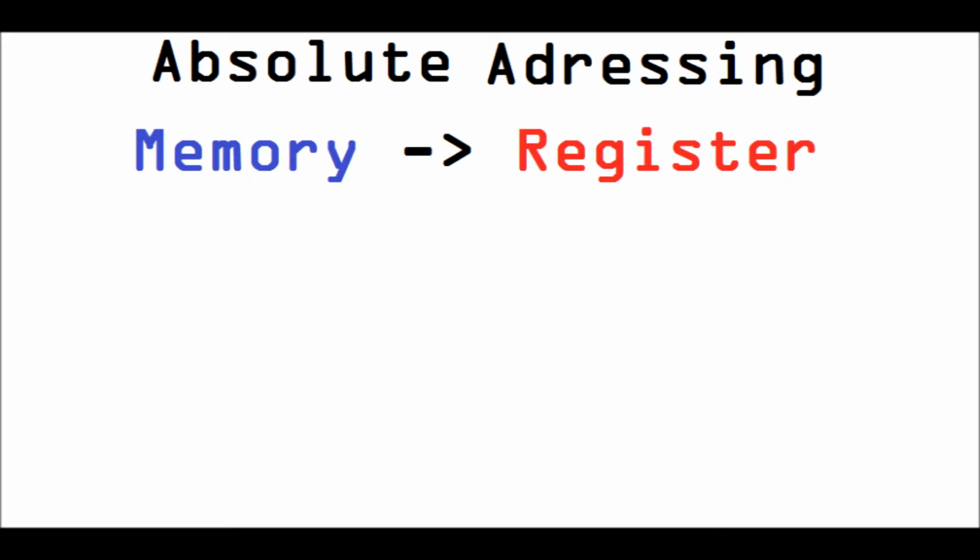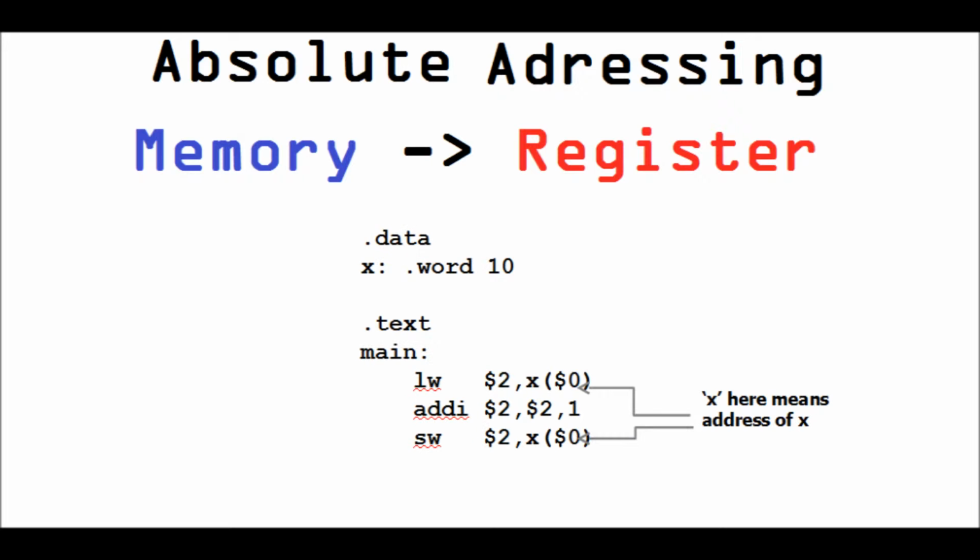Absolute addressing is probably the simplest one. Let's get some sample code up here. This is a sample code of MIPS as you would see it as you're coding. If you notice up here, we do a .data declaration where we declare X as a word that has 10 bits. And down in the main section, we see that we are trying to load the value of X from the memory into the register 2. We are trying to add 1 to the value of that register, and then store that value back into X in the main memory.